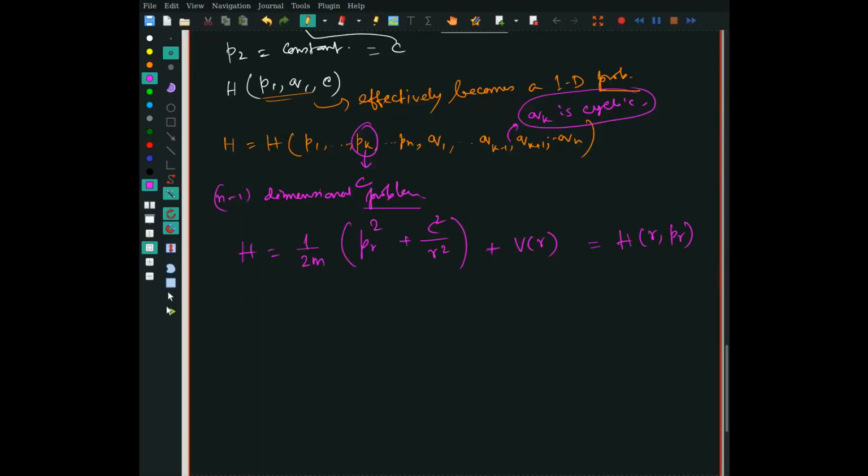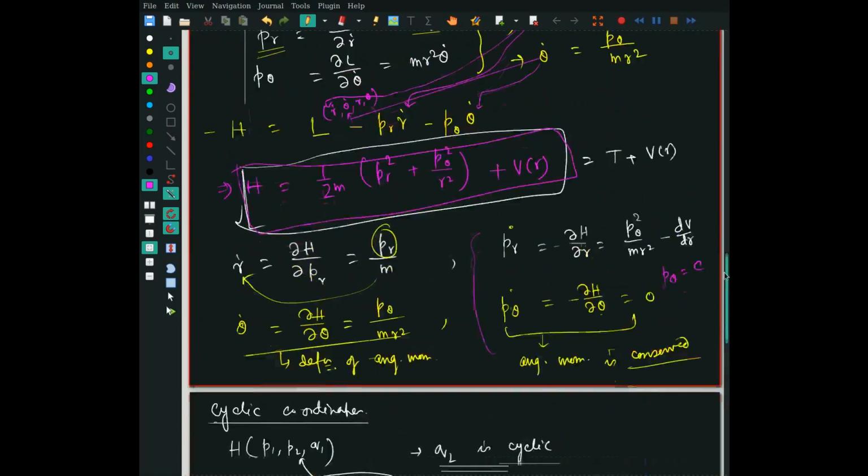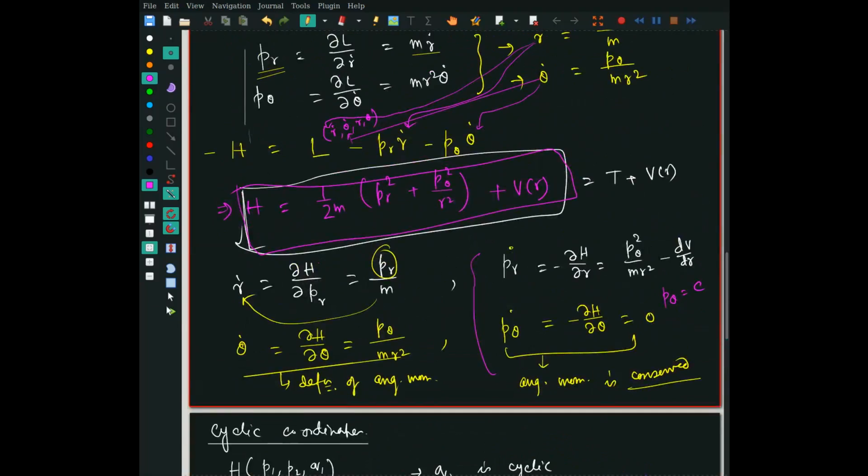So although my problem was, to start with, a two-dimensional one, I can use the information for cyclic coordinates and reduce the number of effective dimensions, and simplify my scenario here. The only non-trivial equation I get comes here. This is the momentum, and this is the only non-trivial equation that I need to solve. I replace p theta square by C square here, and this is just a radial equation in r. And the solution becomes simple.